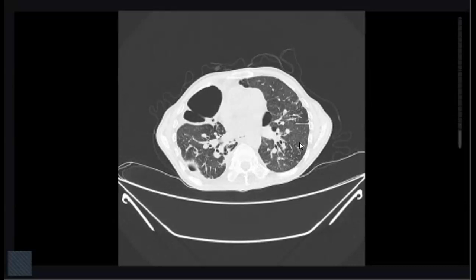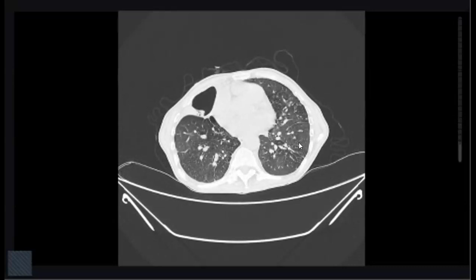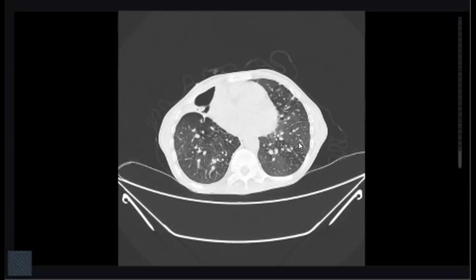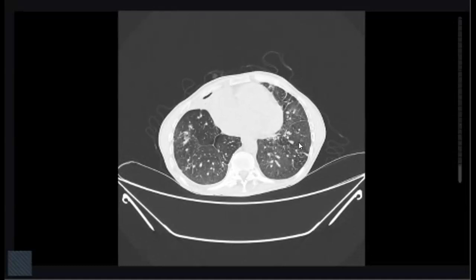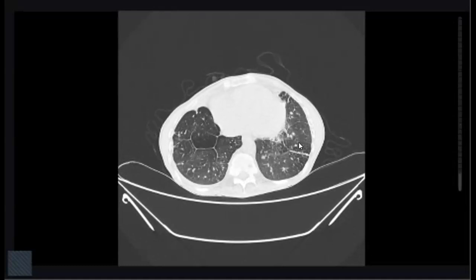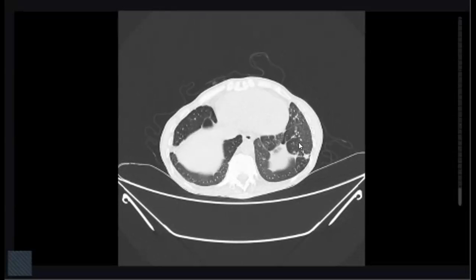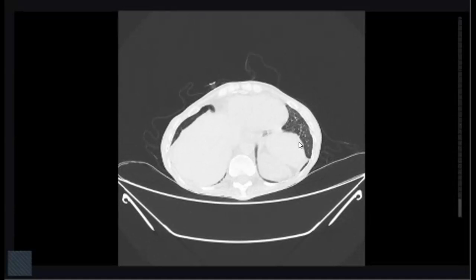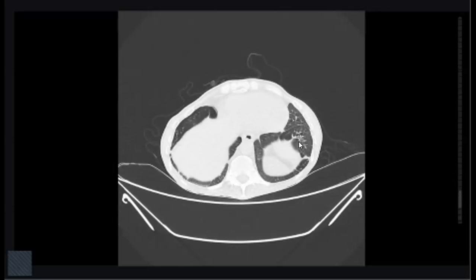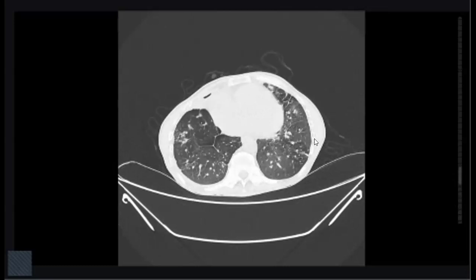Here I can see multiple bullous formations in the upper lobes bilaterally, more marked on the left side. There is reticular shadowing in the lungs bilaterally. There is loss of lung volume on the right side. There is interstitial thickening in the lungs bilaterally. There is also small bullous formation in the basal area bilaterally. So these findings are suggestive of bullous disease with background of ILD. I will communicate these findings to the referring physician.